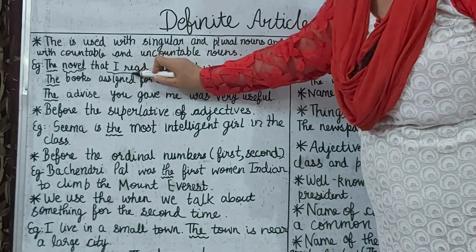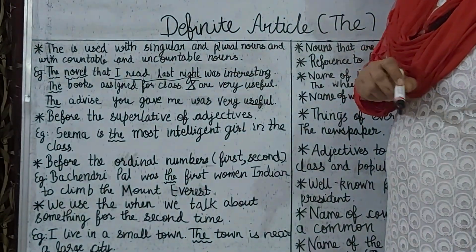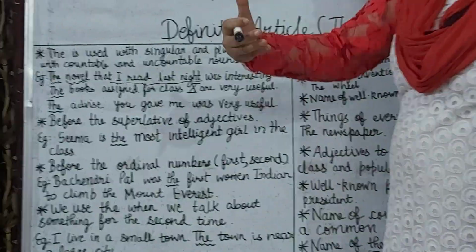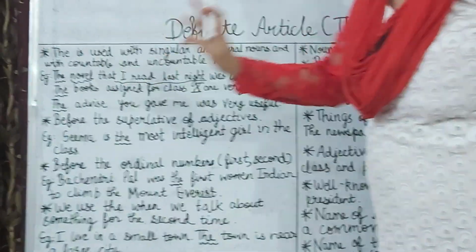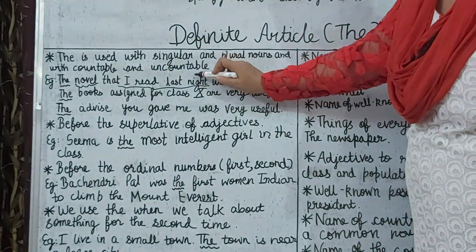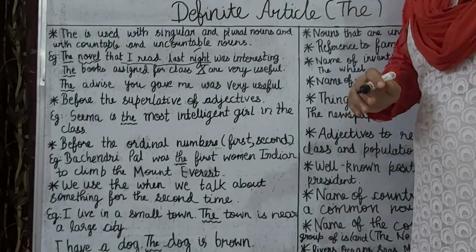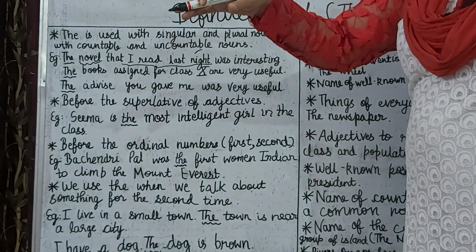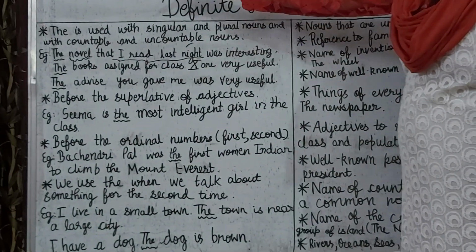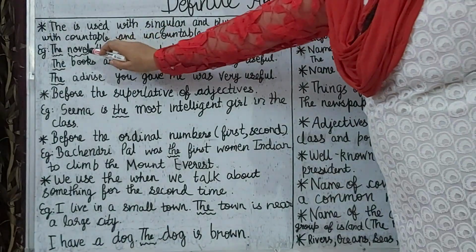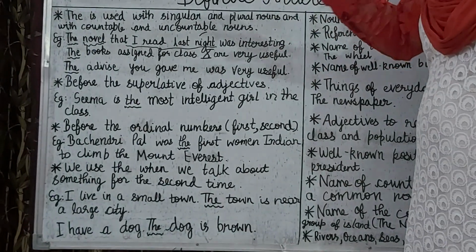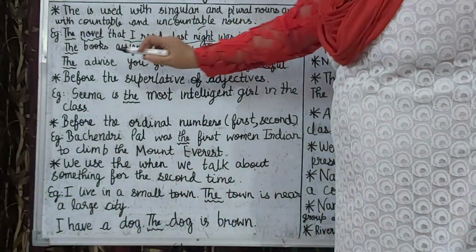Here, "that I read last night" is a phrase, and it specifies the novel. So the novel is singular and countable, and this phrase clearly gives an idea of what novel I read last night. So the novel that I read last night was interesting. So "the" is used with singular countable nouns when they become specific.